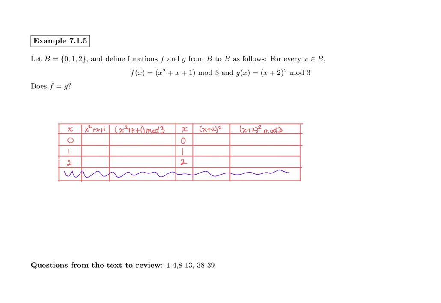So let's start with x squared plus x plus 1. When x is 0, I get 0 plus 0 plus 1, which is 1. And 1 mod 3 is just going to be 1. When x is 1, I get 1 plus 1 plus 1, which is 3. And 3 mod 3 is 0. It'd be no remainder because 3 is a multiple of 3. If I plug in 2, 2 squared is 4, plus 2 plus 1 is 7. And 7 mod 3 is 1, since it's 6 plus 1.